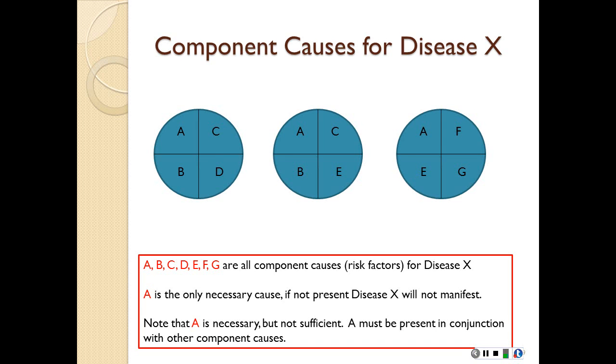Now, A by itself is not enough to give you the disease. So A is necessary. You have to have it. But A must occur in combination with B, C, D, E, F, and G, in some combination of that, in order for you to get the disease. Right? Yes. So sufficient cause doesn't really ever happen?